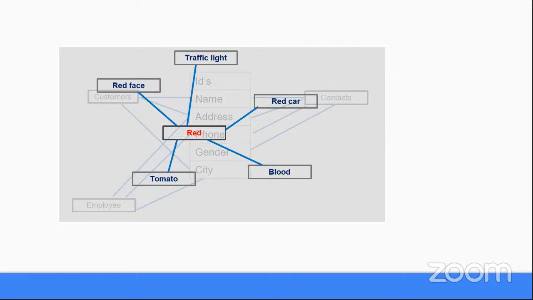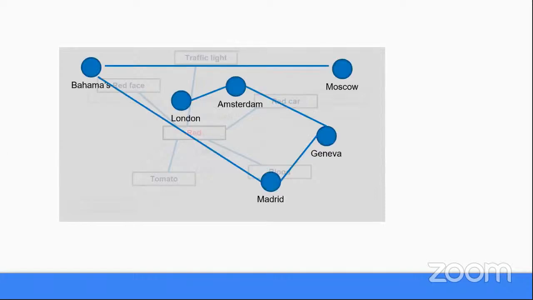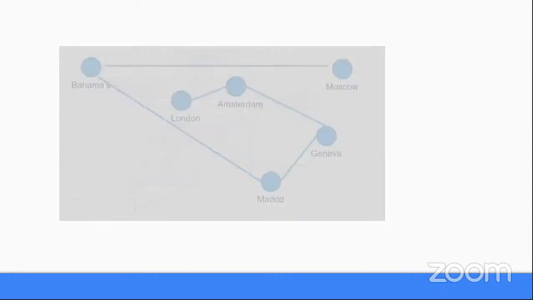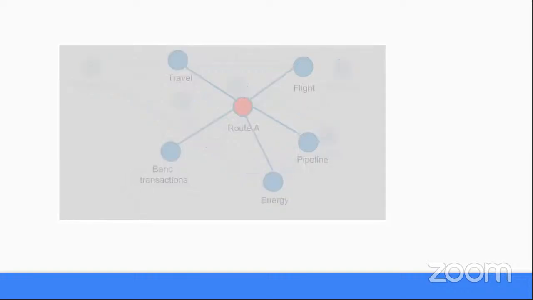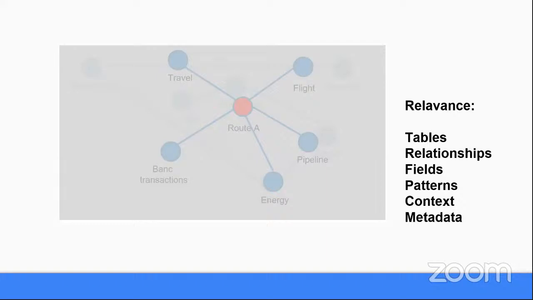Next, Relevance will detect all kinds of routes. It sees patterns coming from Moscow to Bahamas, Madrid, and even up to London. And it creates the associative context. It could be a flight, a pipeline, or even bank transactions, tagged as route A, for instance. So in the end, Relevance contains thousands or even millions of associations and patterns, and this is to reflect the data, the tables, fields, contexts, and the metadata.